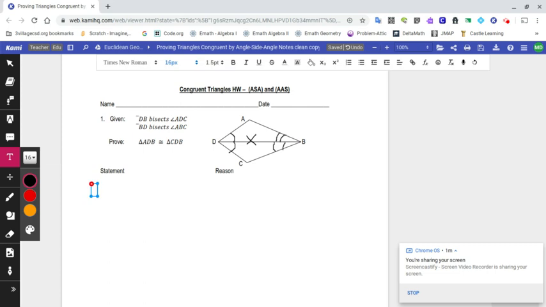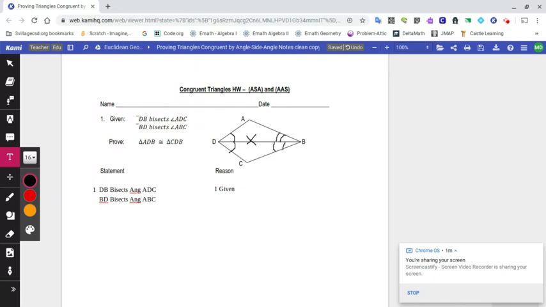So we'll do that. For step one, we're going to put those two givens into the same statement because they basically say the same thing with the same reason. So DB bisects angle ADC, and I'm also going to put in that BD bisects angle ABC. That's one, and I'll put the reason over here: given.